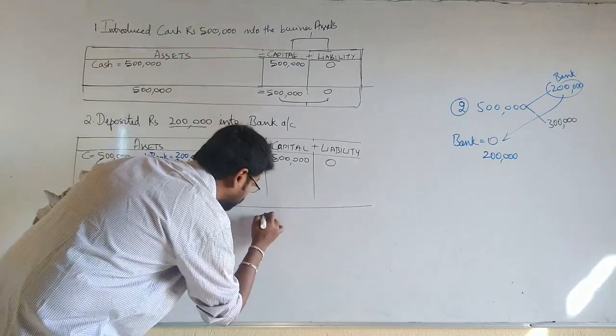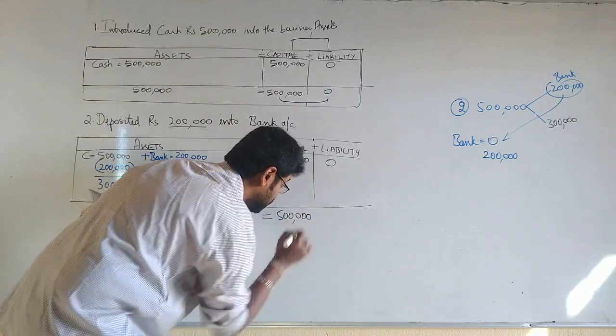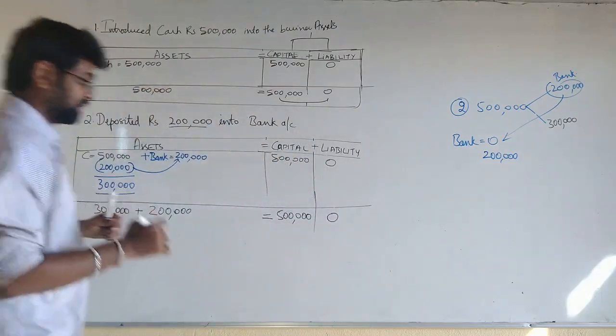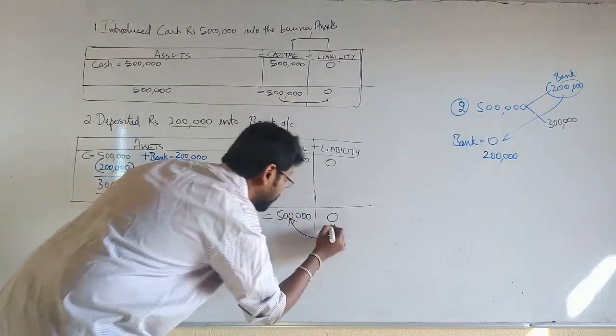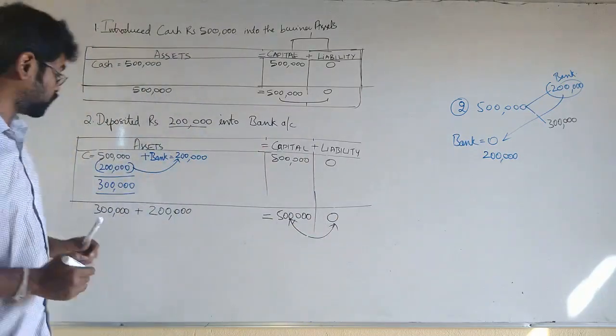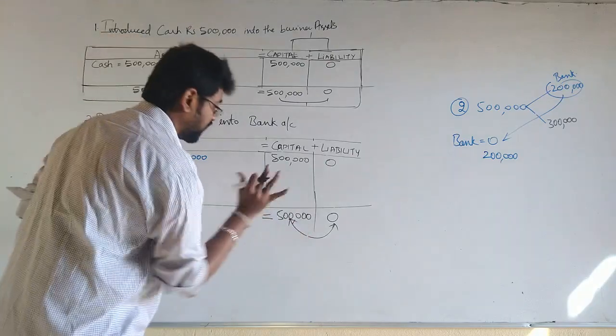Assets should always be equal to capital plus liability. So these two should be added: 5 lakhs plus 0 should be equal to 3 lakhs plus 2. 3 lakhs plus 2 is 5 lakhs, so 5 lakhs is equal to 5 lakhs.